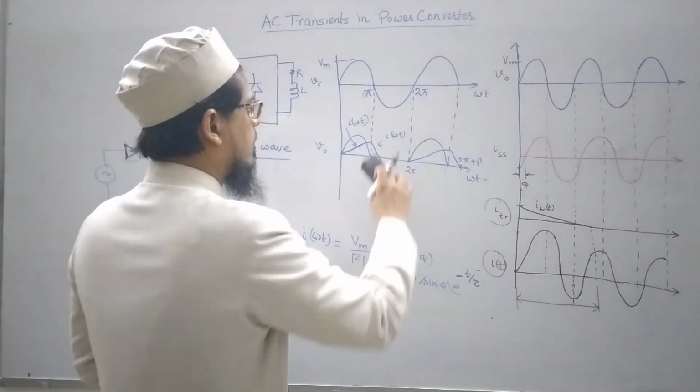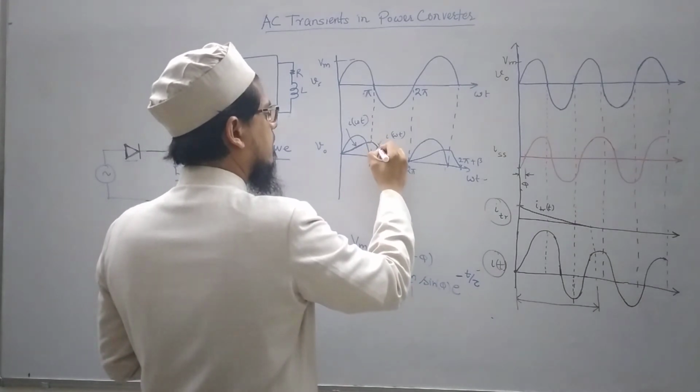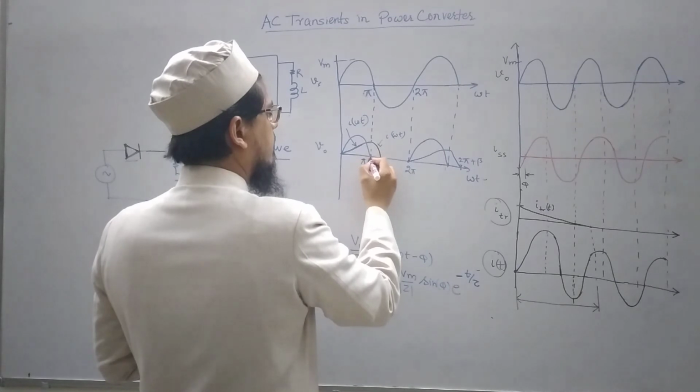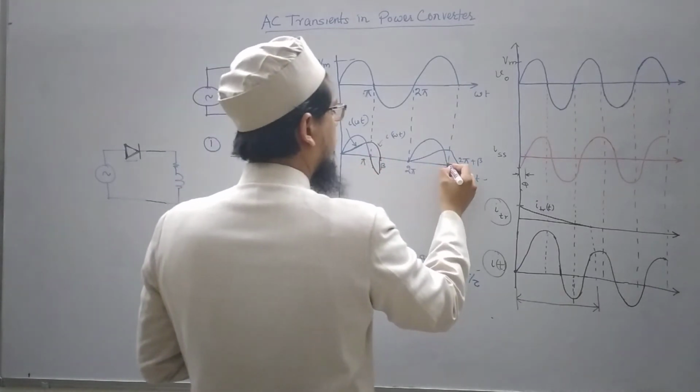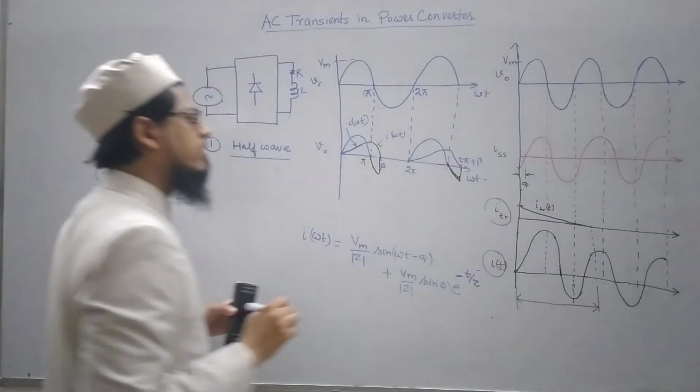So now the current would look somewhat like this, and voltage will also be appearing across the load. Okay. Is it fine?